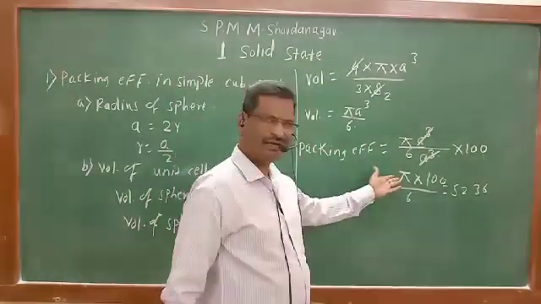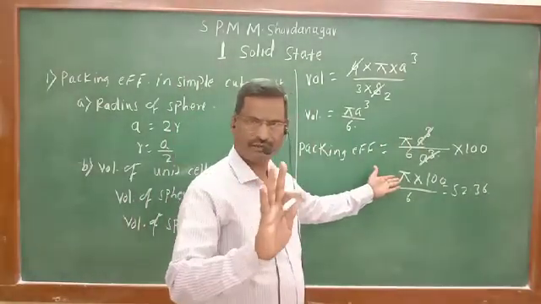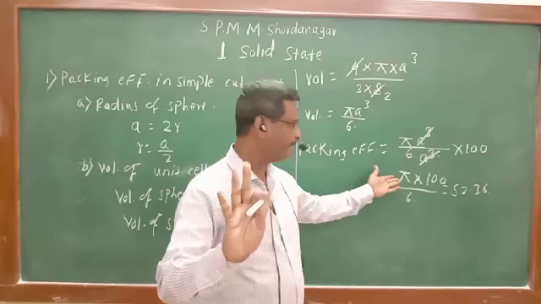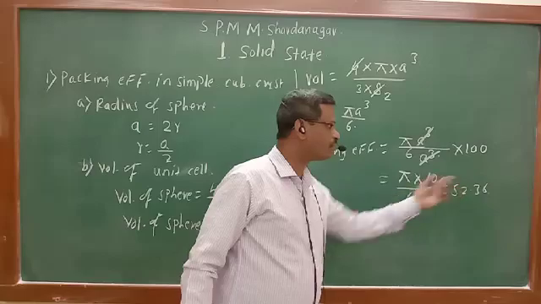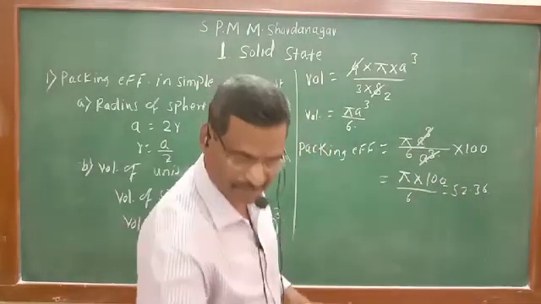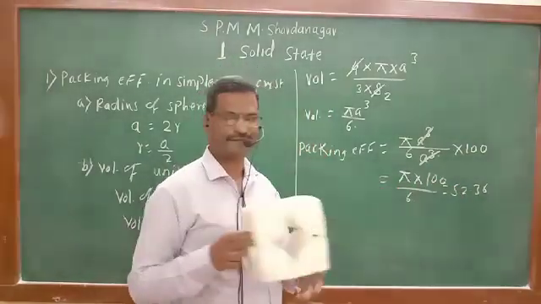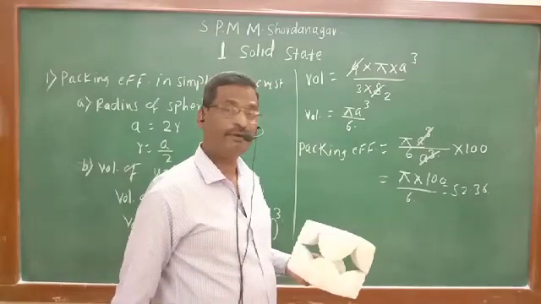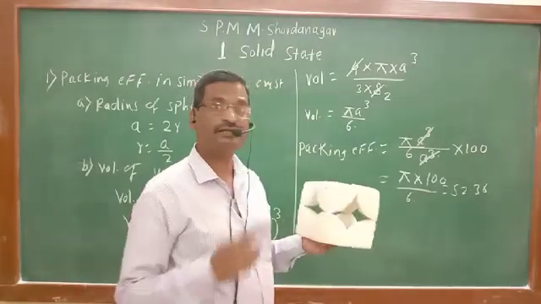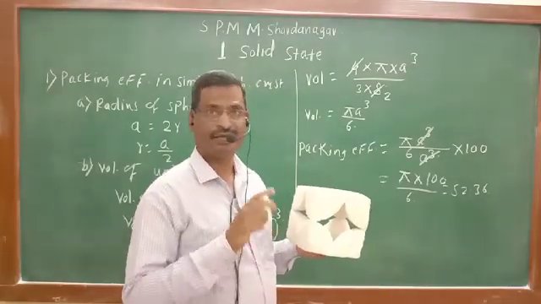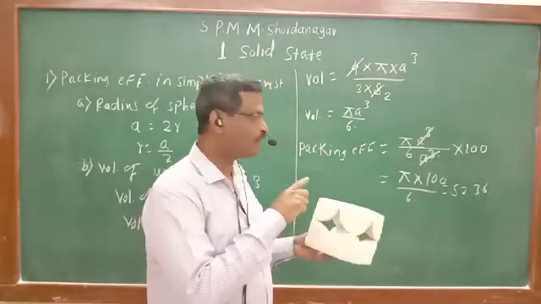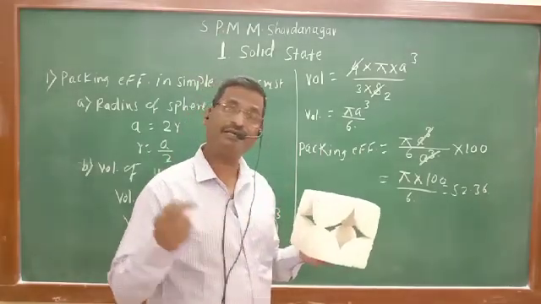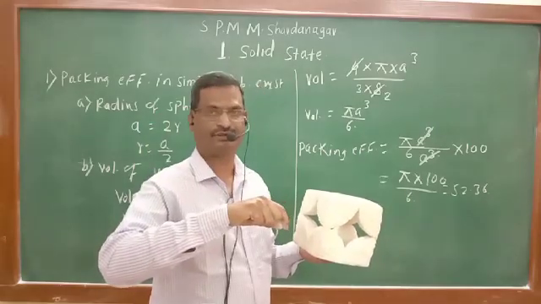What is the value of pi? 3.14. 3.14 multiplied by 100 divided by 6, that answer comes equal to 52.36, sorry, not 42, 52.36 is the packing efficiency. It means that out of 100%, 52.36% space is used space.